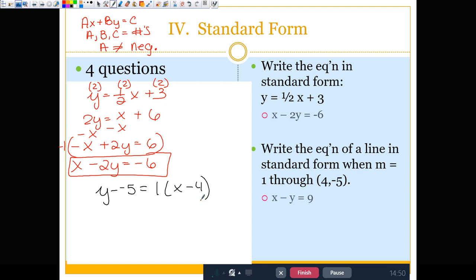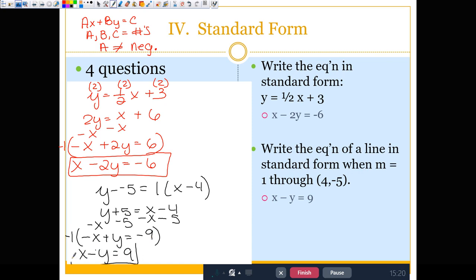Okay, I'm going to distribute and make this not negative negative, so it's positive, and then x minus 4. I'm going to subtract x from both sides, and I'm going to subtract 5 from both sides. So I'm going to get negative x plus y equals negative 9. However, I can't have a negative out front, so I need to multiply everything by negative 1, right? So that's going to be x minus y equals 9, which is my answer. I hope I didn't confuse you by doing 2 steps at once here. These cancel out, those cancel out.